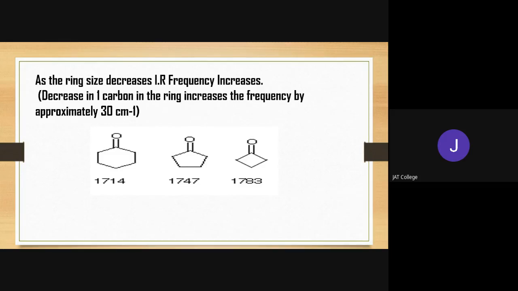Now, generally, what is the IR stretching frequency for ketone? It extends from 1680 to 1710 centimeter inverse, or you can say 1680 to 1700 centimeter inverse. Generally, it is close to 1700 centimeter inverse. So here, for a 6-member ring, there is no angle strain. So the 6-member carbonyl compound has an IR stretching frequency similar to aliphatic carbonyl compounds or aliphatic ketones.